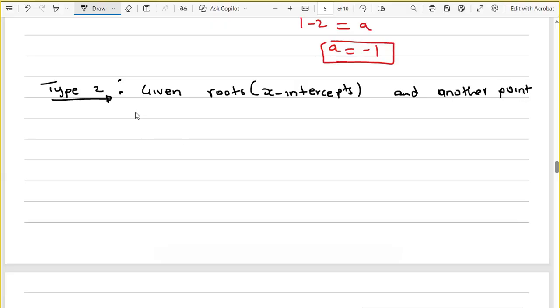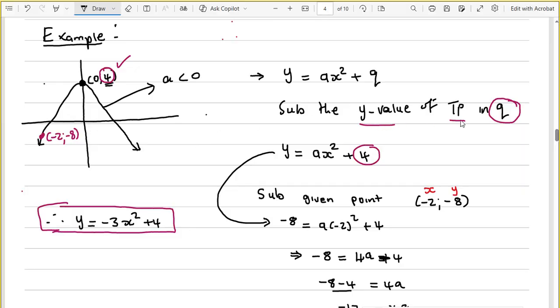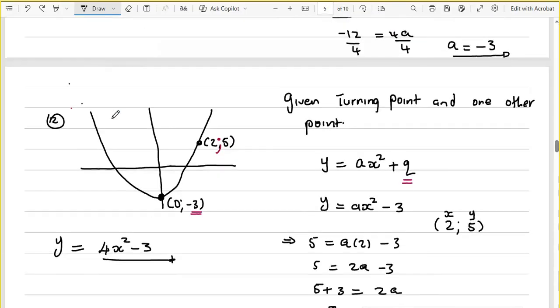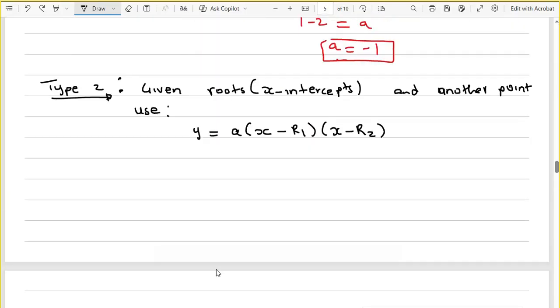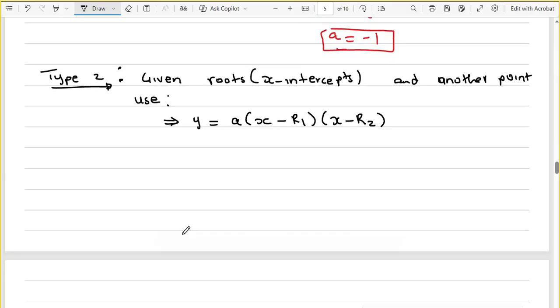So if you are given that, you use the formula that says y is equal to a into x minus the first root, and then inside the other bracket, x minus the second root. So remember, if you are given the turning point and another point, you use this equation. And if you are given the x-intercept and another point, this is what you use. Are you following? Yes. Let's do an example.